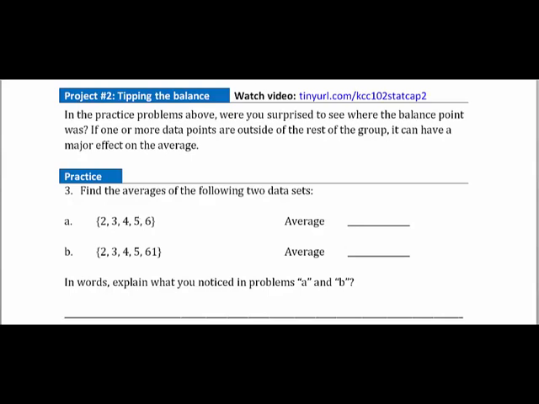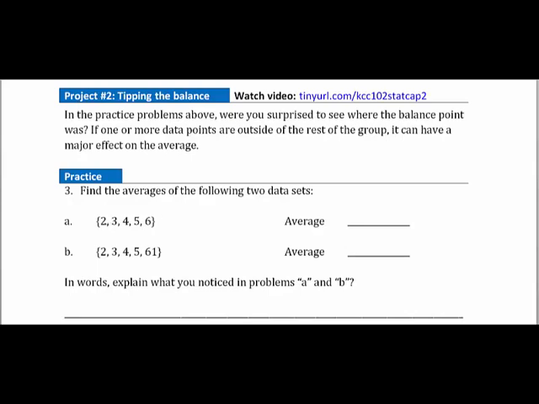So what I'd like you to do is pause the video and find the average of these two data sets. These 5 numbers, add them up and divide by 5, then put your answer here, and then add these up, divide by 5, and put your answer in the blank to the right. Once you're done, unpause the video and check to see if you got your answers correct.